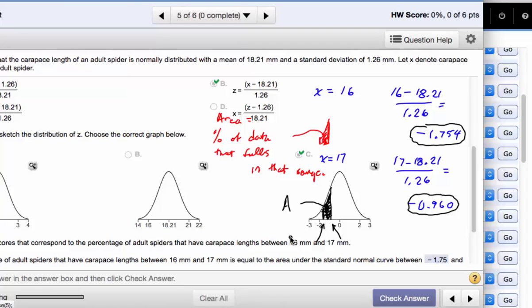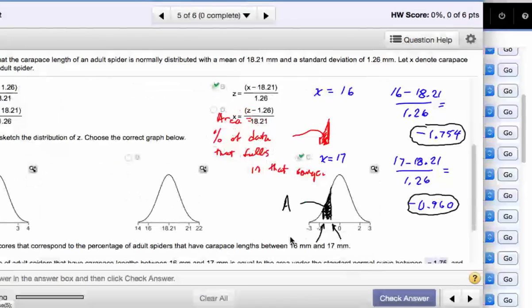That's why we standardize, because we're going to have a table, a chart that's going to give us areas on the standard normal distribution. For z-scores, it's going to give us areas relative to z-scores. So then we can use those areas to make inferences about any distribution.